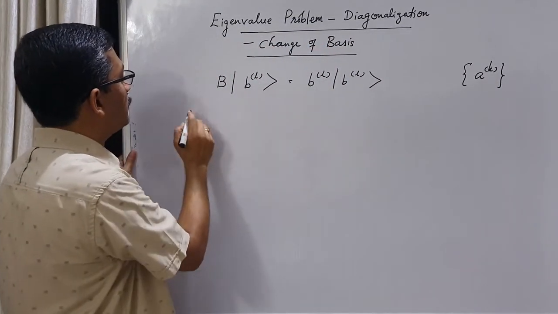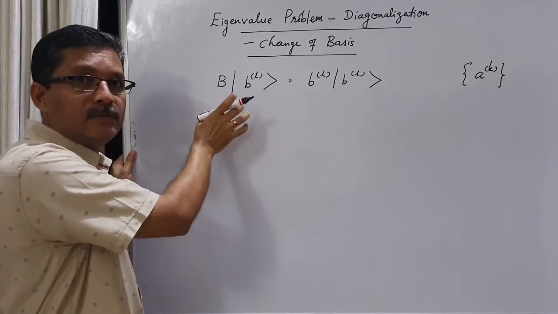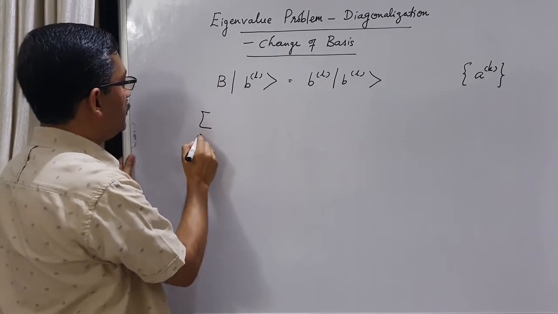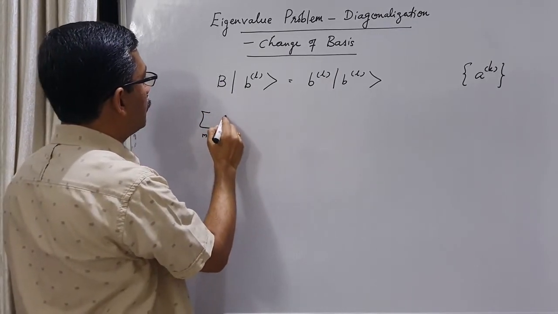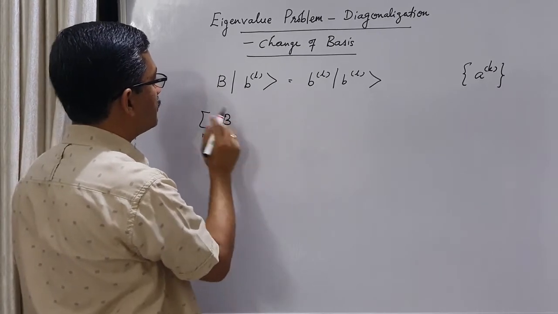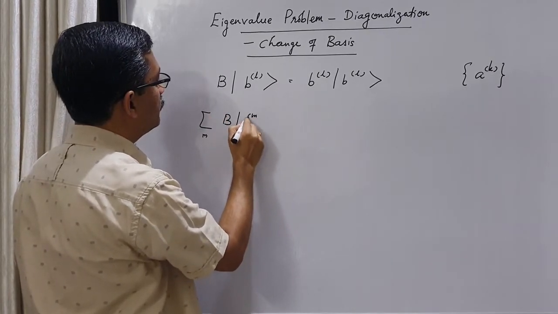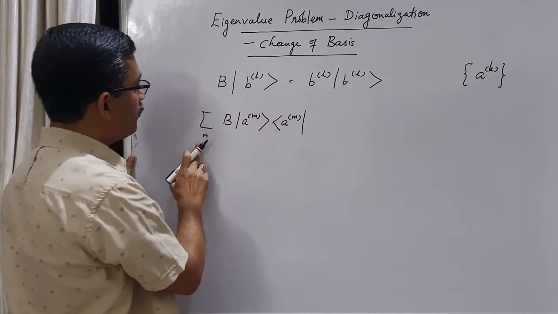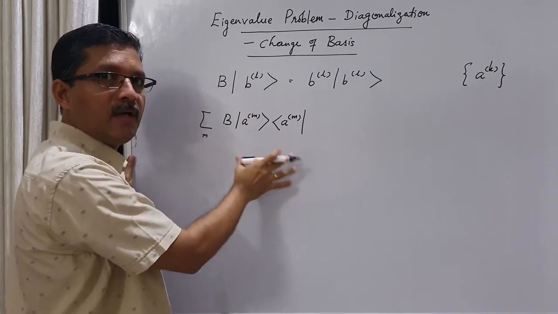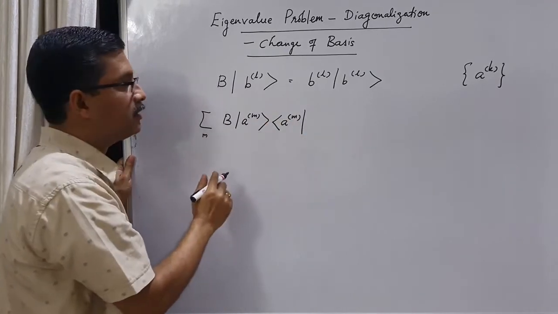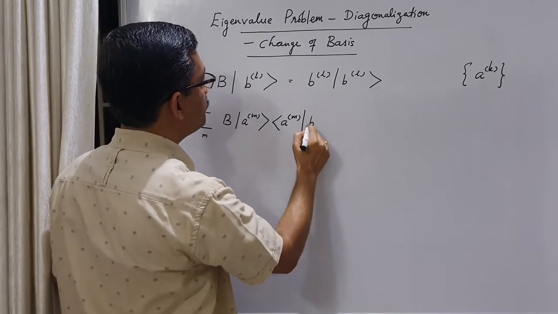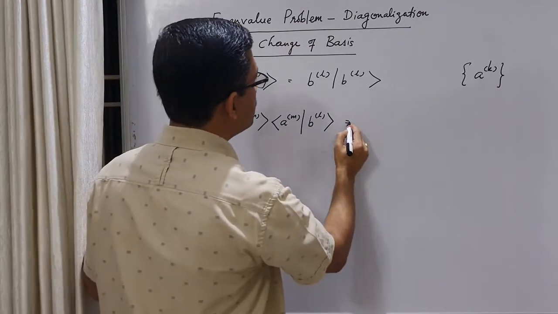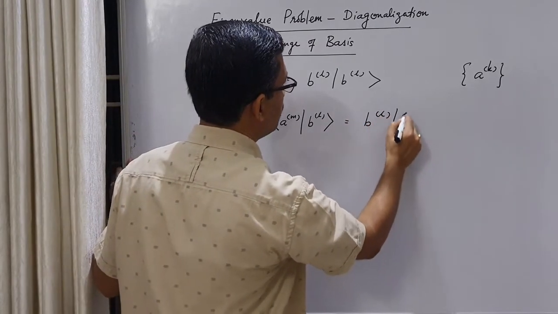First, on the left side, let us introduce the completeness condition of this old basis. Let us say the sum over M, ket AM, bra vector AM, which should be identity. That's the completeness condition of the old basis. And we have this ket BL here. So that completes the left hand side. The right hand side is the same, BL times ket BL.